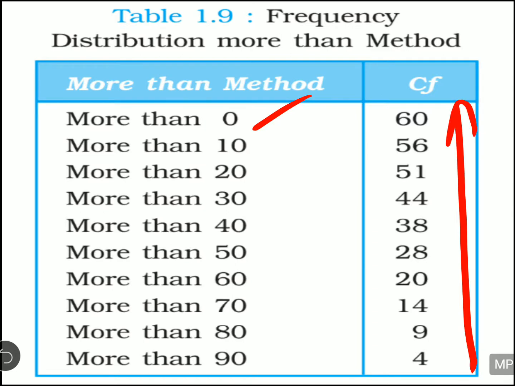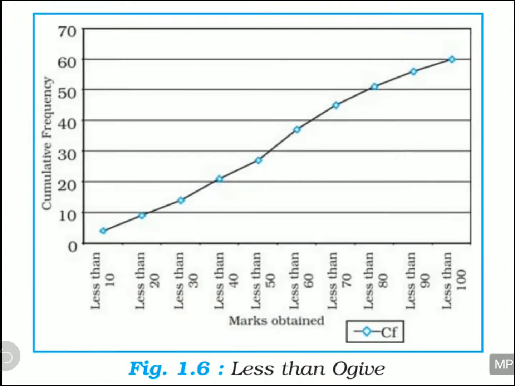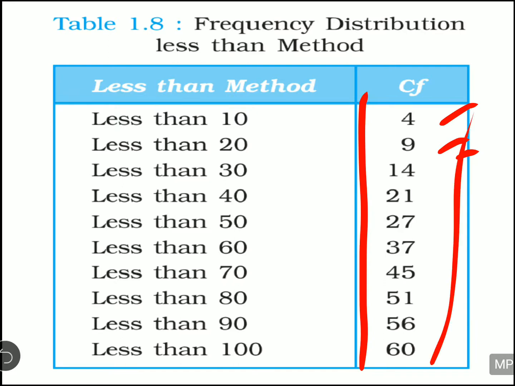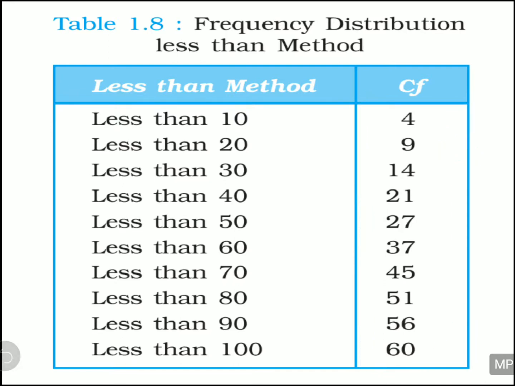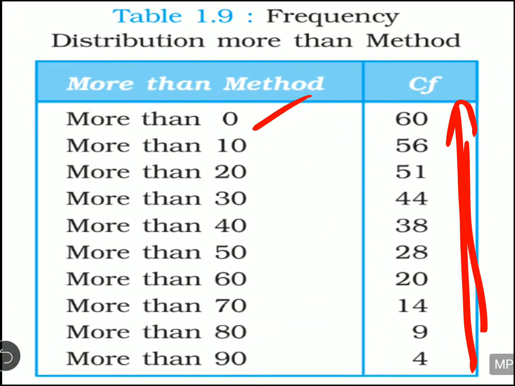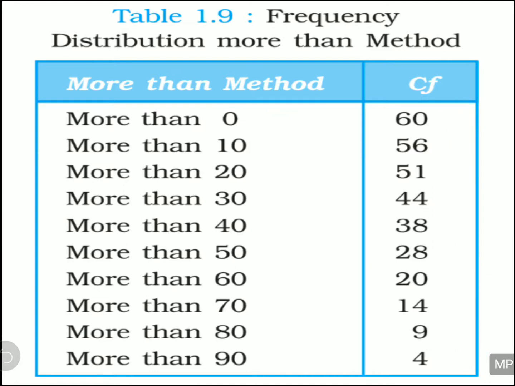In the earlier slide, you can see the cumulative frequency is written in this way, from 4, 19, 14. But in the more than method, you will see the frequency is written in the opposite way, from down to top. From 60 to 4 it is written. See, you can see here. It is written from the bottom upward, and the last frequency is written on the top. Why is it written like this on the top?